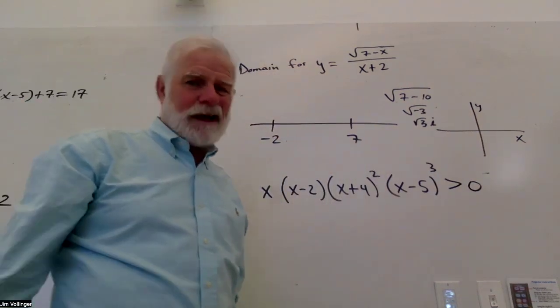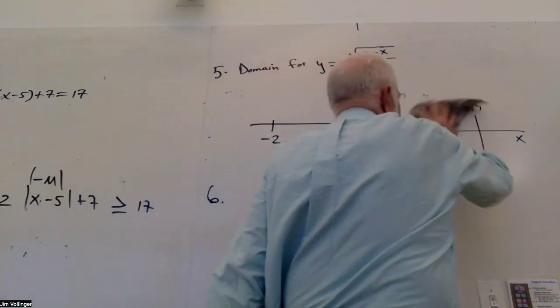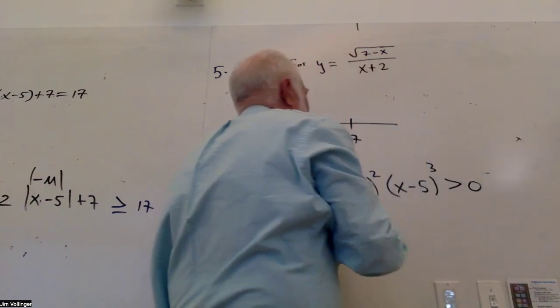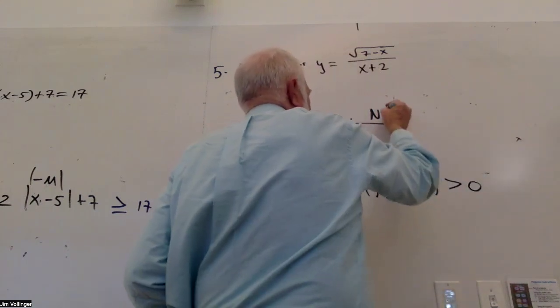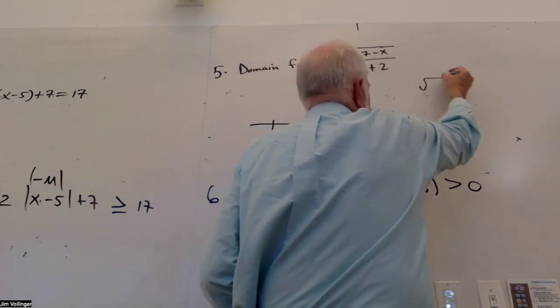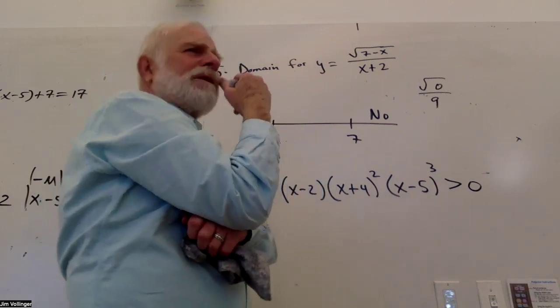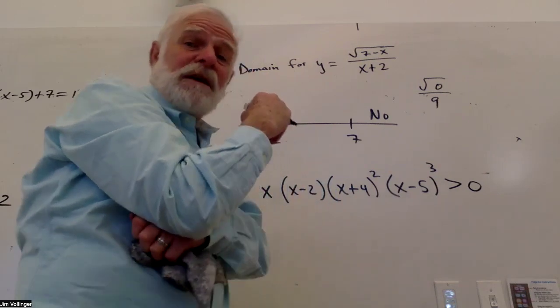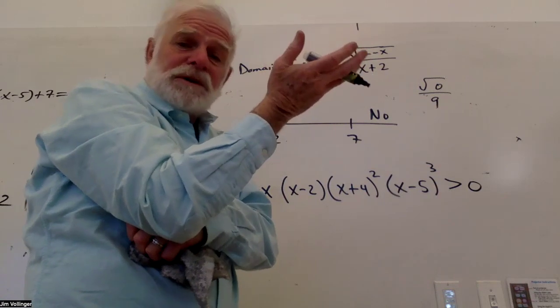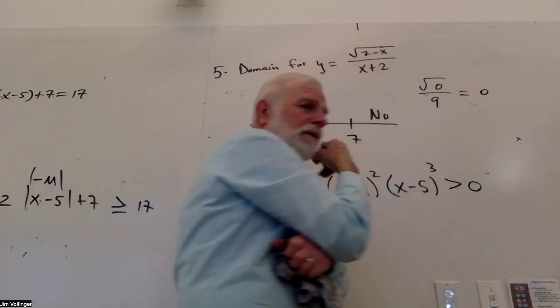Imaginary numbers aren't on Rene Descartes' Cartesian coordinate system. So no. And instead of saying true or false, I'm going to write no, I cannot use no. Can I use the number 7? If I plug 7 in there, I get the square root of 0 over 9. Will the calculator kick out that answer? The answer is yes. The square root of 0 is 0, and 0 divided by 9 is 0. You put it in the calculator, it works.